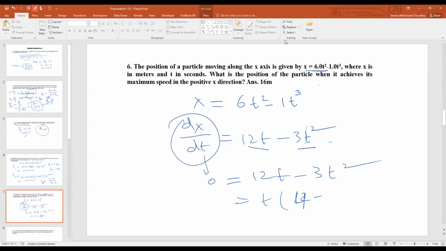No. Actually, I put it wrong here. Here is 12t and here is 3t square. This is okay. And then dv over dt is 0. Maximum speed will be when the derivative is 0. So when the derivative is 0, then this is 12t minus.